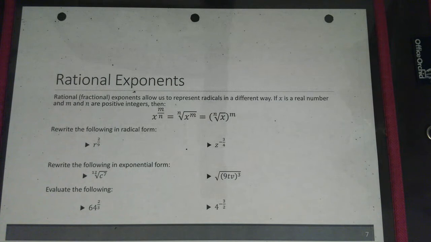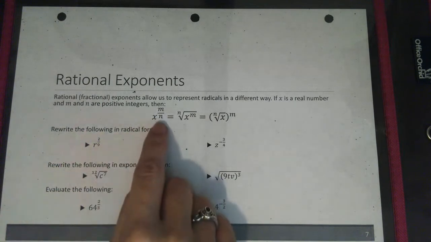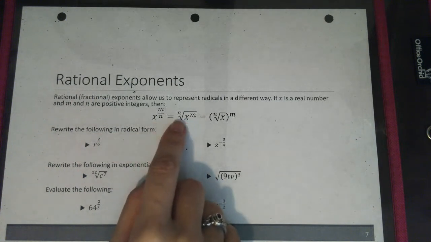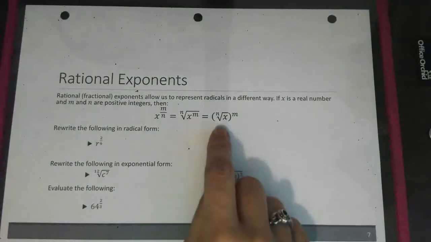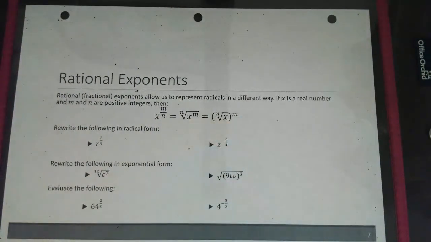If x is a real number and m and n are positive integers, then x raised to the m over n power, I know it doesn't look like it's raised to the power, but I promise you it is, is going to be equal to the nth root of x to the m power, which is also equal to the nth root of x in parentheses raised to the m power. We're going to practice with these, and the reason we're doing this is that it's going to make our lives a lot easier moving forward if we have rational exponents rather than thinking of these always in their root form.